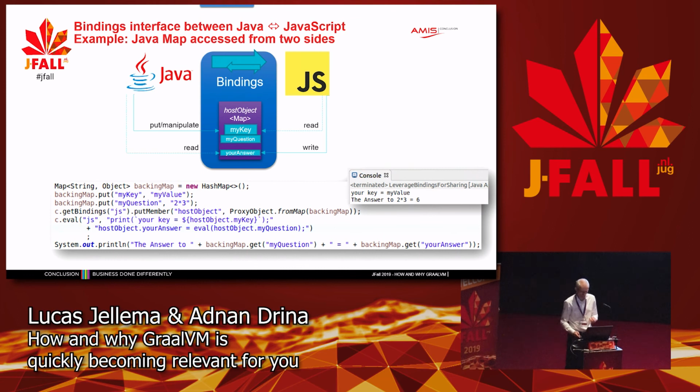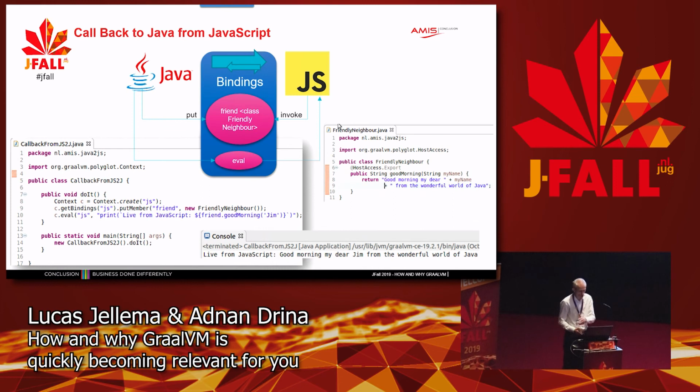Here in Java, we instantiated a map, put the map in bindings, and access that map from JavaScript, where in the JavaScript world it's just a JavaScript object. It can be accessed, manipulated, and returned or shared really with the Java context. And this is the callback you already saw in the demo.